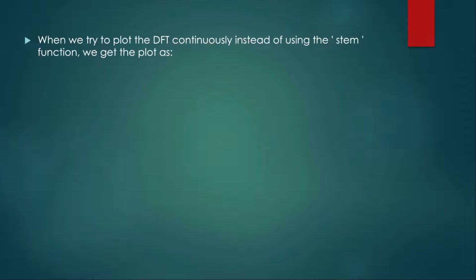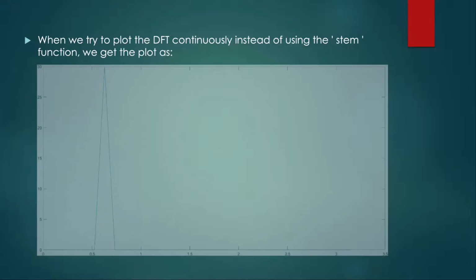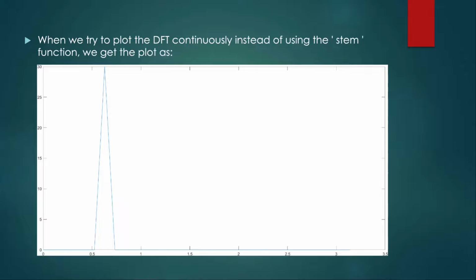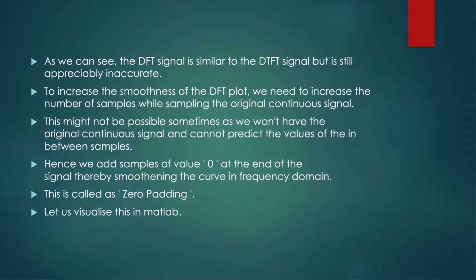When we try to plot the DFT signal continuously instead of discrete, that is, instead of using stem, if we use plot, then we get the function like this. As we can see, we lose a lot of side lobe information when compared to the DTFT signal. This is not preferred as we lose much information.